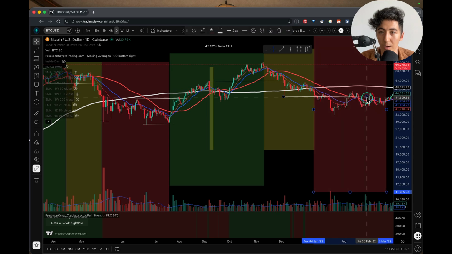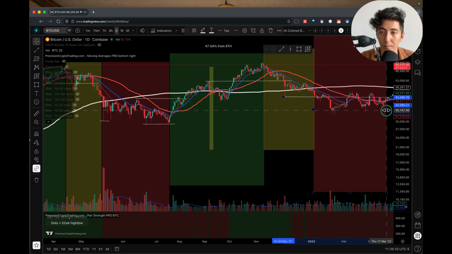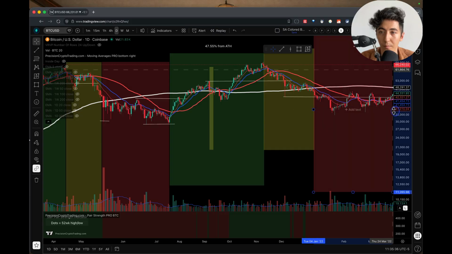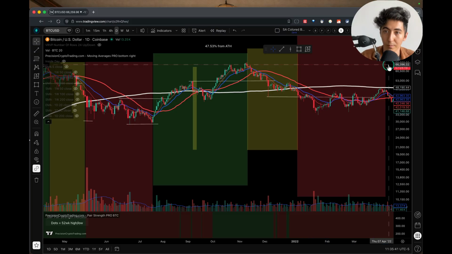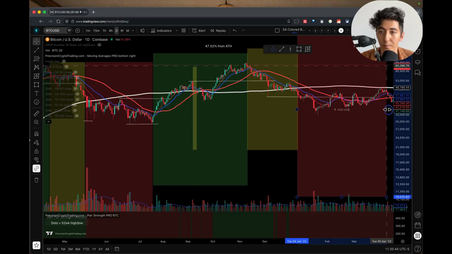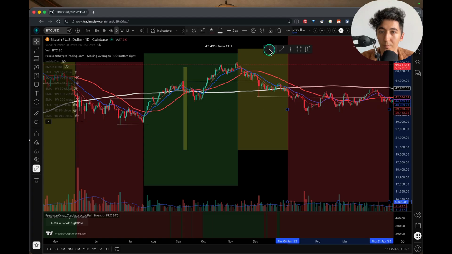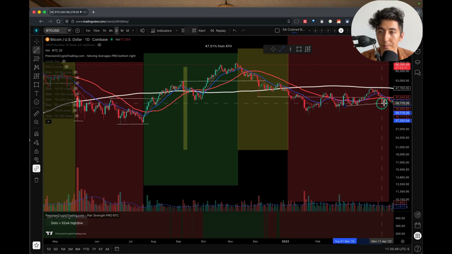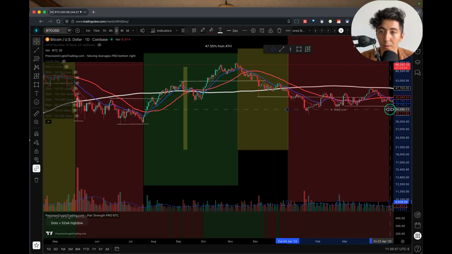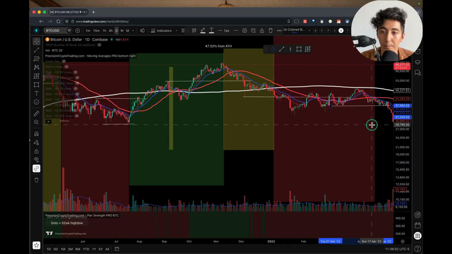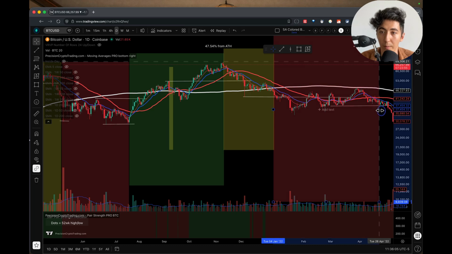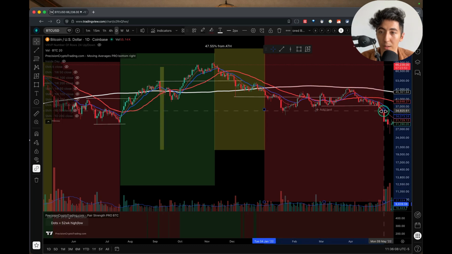Looks like it's trying to make its way back up, but it's getting rejected at the 200-day. I'm drawing my trend line to see, are we going to go below this trend line here? And then we have some high volume closes below that support, confirming it's going down.